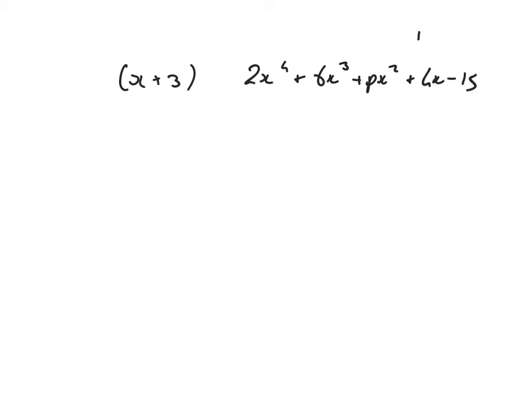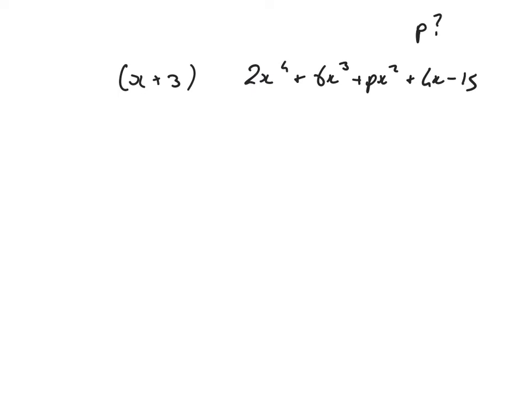Okay, we're going to try factorising polynomials to find unknown coefficients. Let's try a few examples. First question, if x plus 3 is a factor of 2x to the power 4 plus 6x cubed plus px squared plus 4x minus 15, find the value of p.